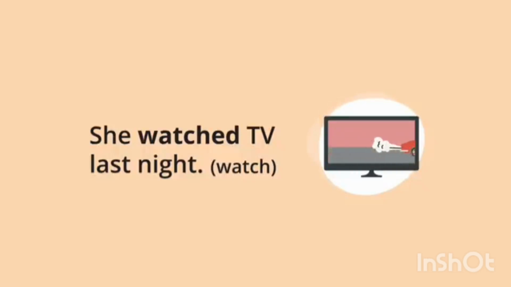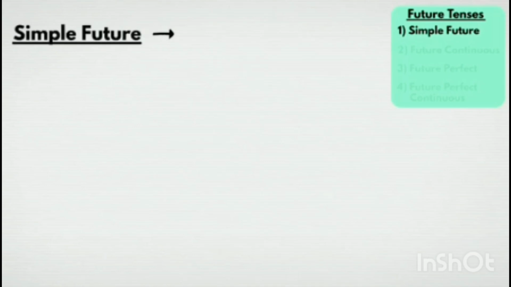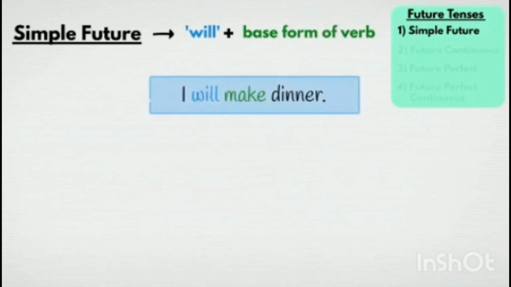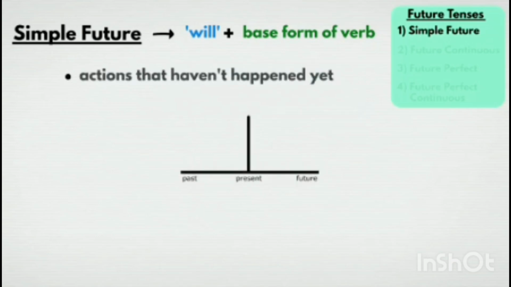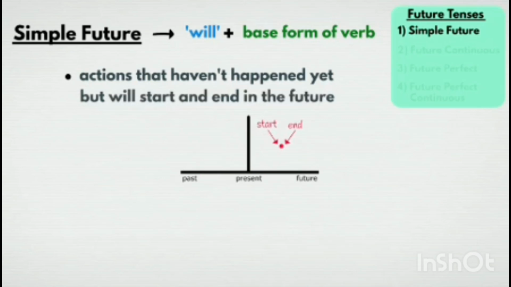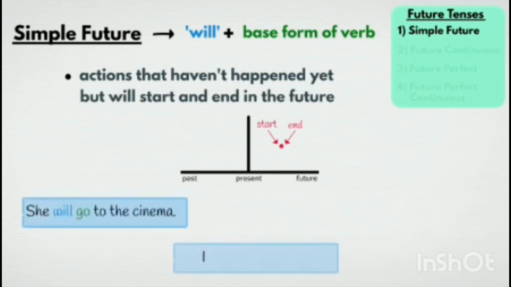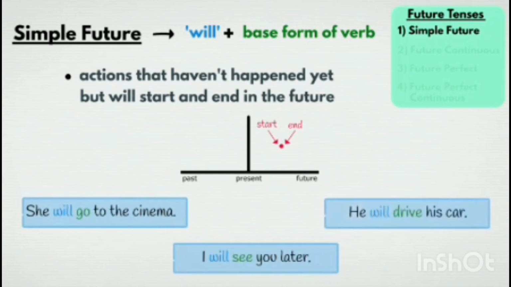Simple future. This future is formed by using the word will followed by the base form of the verb, like in this sentence. I will make dinner. The future is used for actions that haven't happened yet but will start and end in the future. For example, she will go to the cinema. I will see you later. He will drive his car.